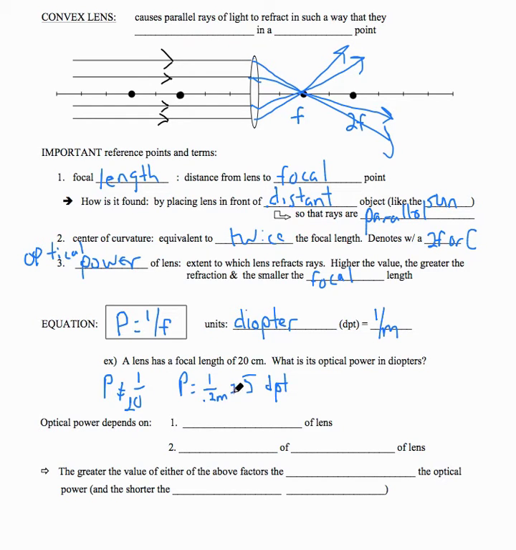The optical power depends on two physical factors of the lens, as does the focal length. The first is the curvature of the lens. If you want a large optical power, so you can focus more tightly, you make it more curved.